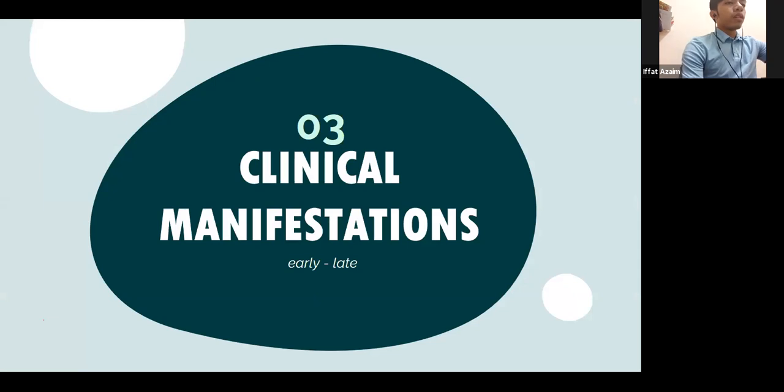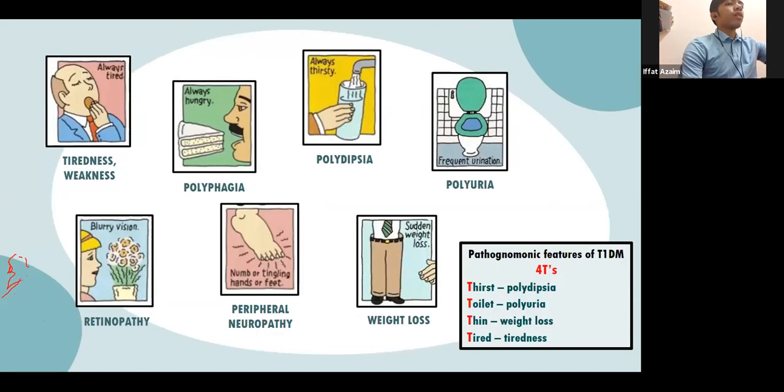So for clinical manifestation, it can be early manifestation or late manifestation. However, late refers to the complications if the patient is not treated or managed properly or early. Most of the time, the symptoms might overlap between type 1 and type 2. But the common presentation that we can see in both types of diabetes mellitus can be tiredness, weakness, polyphagia, always feeling hungry, polydipsia, always feeling thirsty, polyuria, frequent urination, and also weight loss. Peripheral neuropathy and also retinopathy mainly occur late, or may or may not be seen, but early on, polyphagia, polydipsia, polyuria, and weight loss we can detect early.